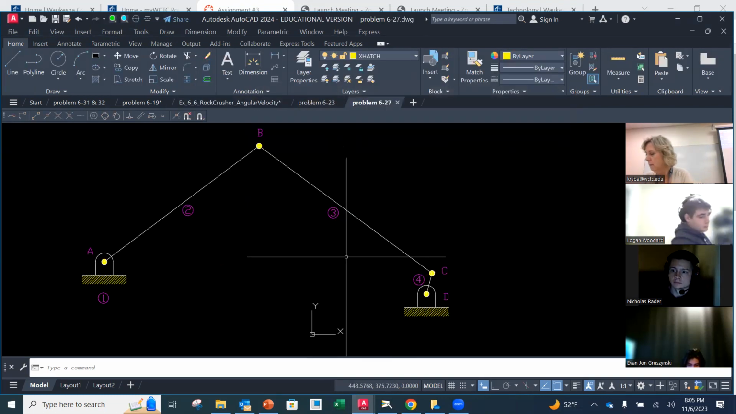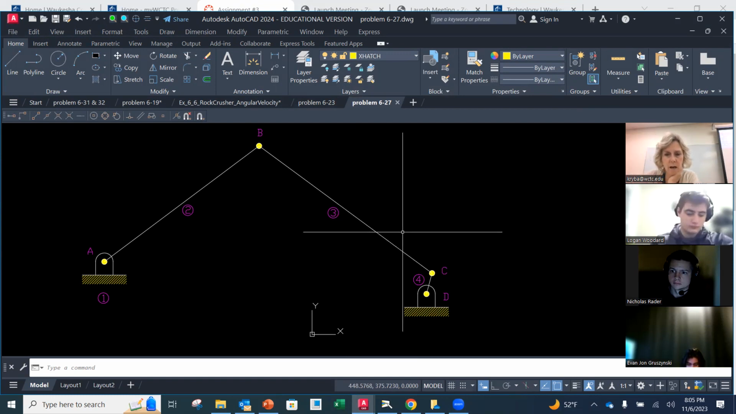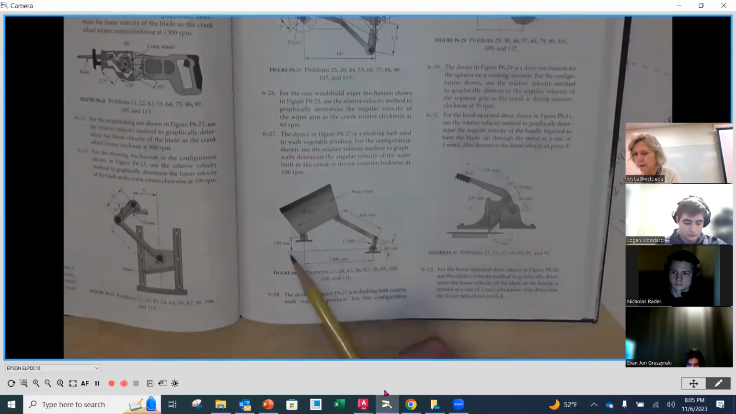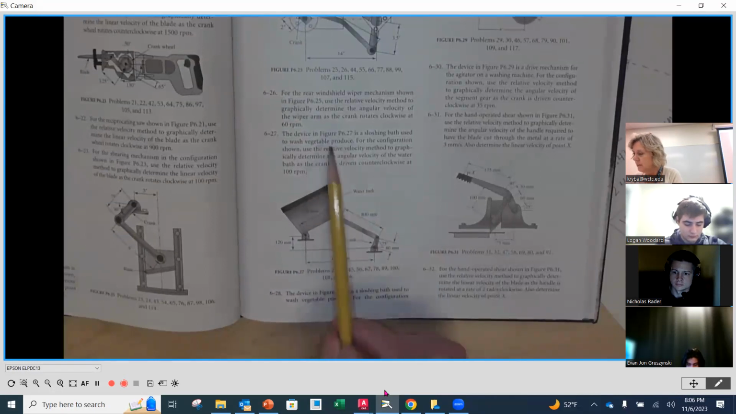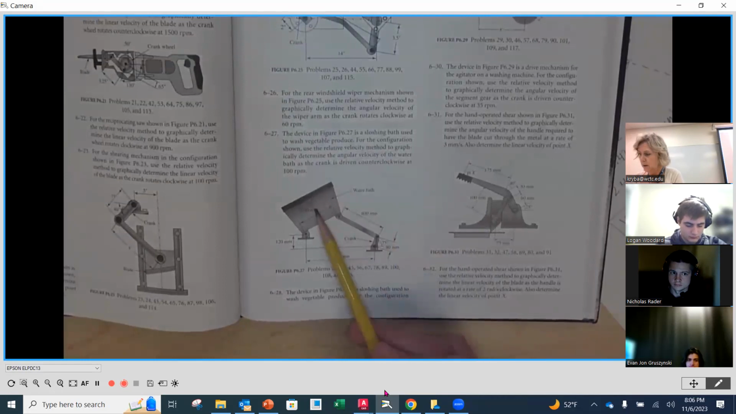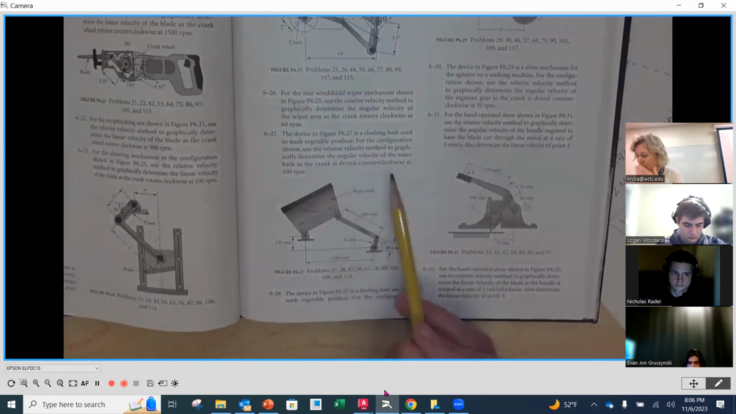Okay, so I'm going to go underneath here first. I'll introduce this problem and then I'll let you guys get the kinematic diagram going. On page 163 right here, this is the diagram for number 27. This is a device of a sloshing bath used to wash vegetable produce inside of this water bath. For the configuration shown, use the relative velocity method to graphically determine the angular velocity of the water bath as the crank is driven counterclockwise at 100 RPMs.